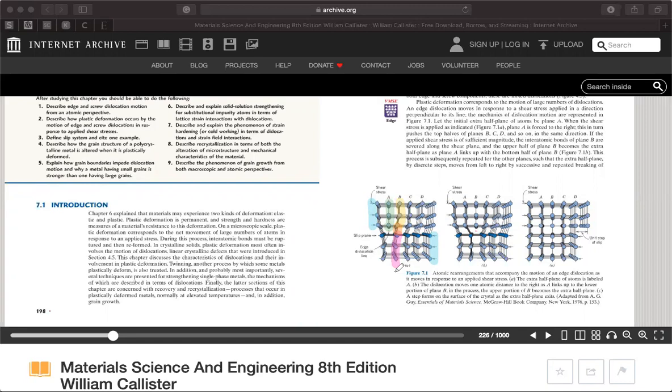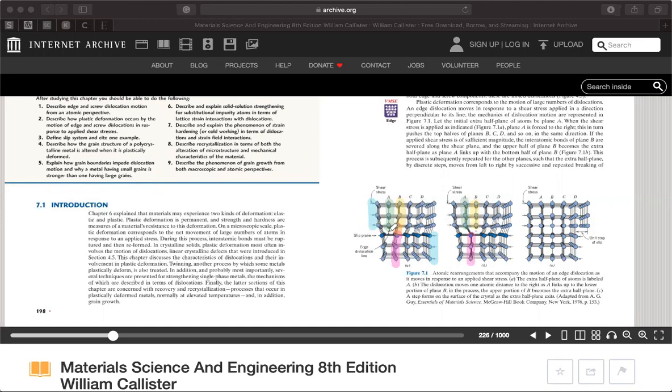And now the extra half plane of atoms will be the top portion of B. Great. So if you want to draw it again, this is the top portion of A, and it gets connected to the bottom portion of B, XB. Let's call it XB.